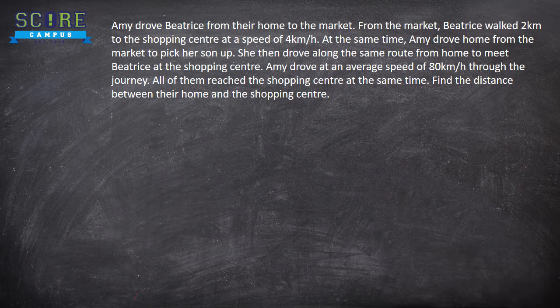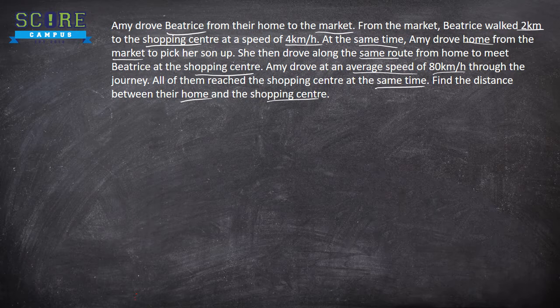So let's get to the question. Amy drove Beatrice from her home to the market. From the market, Beatrice walked 2 kilometers to the shopping center at a speed of 4 kilometers per hour. At the same time, Amy drove home from the market to pick her son up. She then drove along the same route from home to meet Beatrice at the shopping center. Amy drove at an average speed of 80 kilometers per hour throughout the journey. All of them reached the shopping center at the same time. So find the distance between the home and the shopping center.